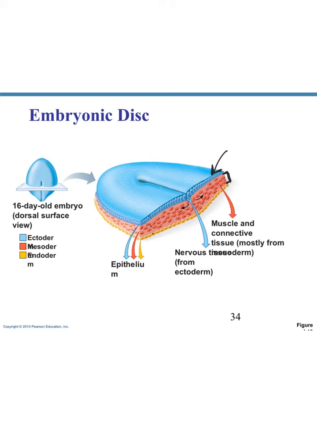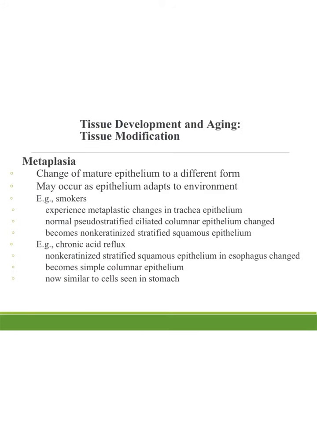And what's kind of interesting here, and you don't have to know this for testing, but as this disc forms, it will actually then fold upon itself. And so it's kind of interesting here. This is called the neural groove. That will become the spinal cord. This will become the brain. And this is an embryo at 16 days. So those very rudimentary forms of those structures are already starting to form.